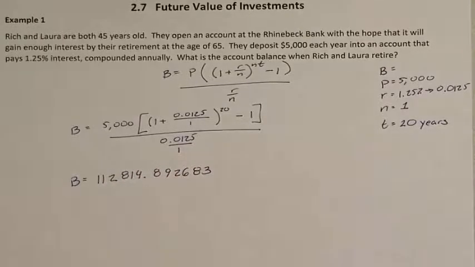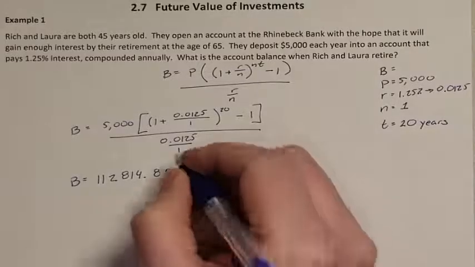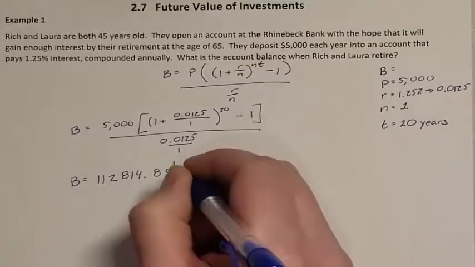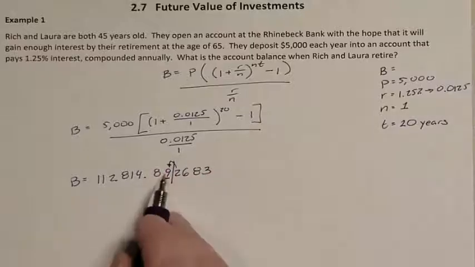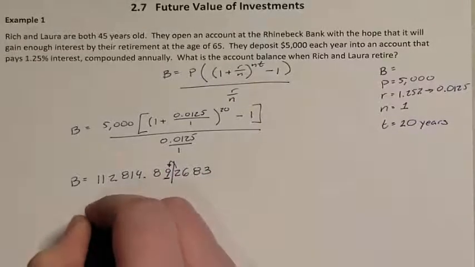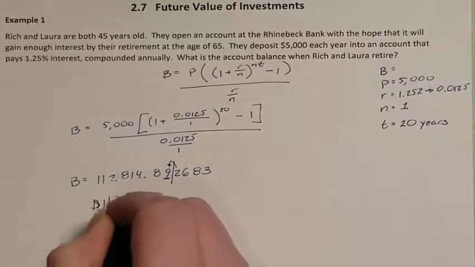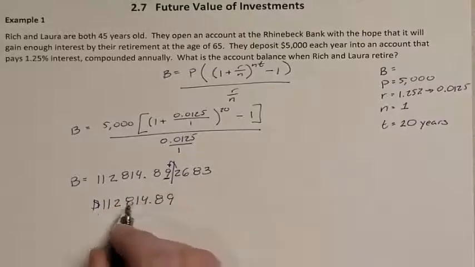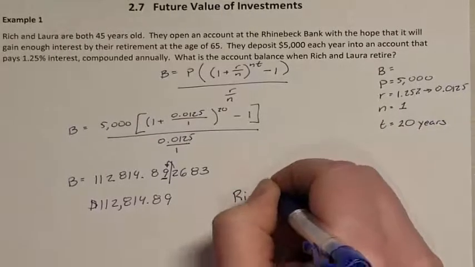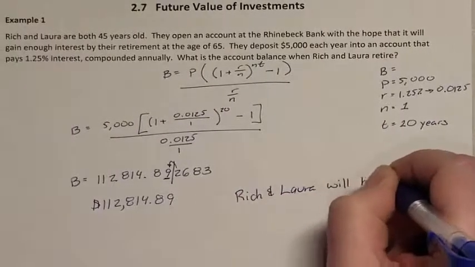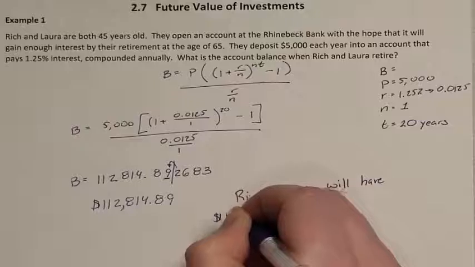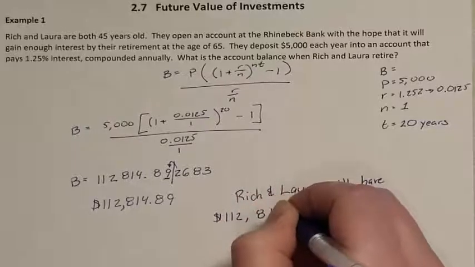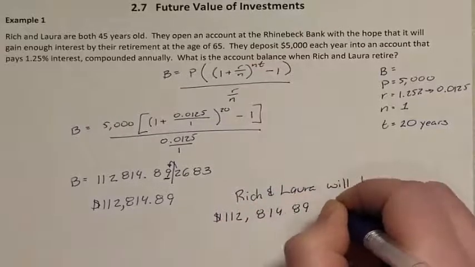112,814.89263. It doesn't say anything about rounding. So this is our money amount. Money only has 2 decimal places. So we know we cut it off here. The 2 is bossing the 9 and says, you may stay there. So my balance is 112,814.89. Make sure you have your commas there. So Rich and Laura will have $112,814.89 when they retire.